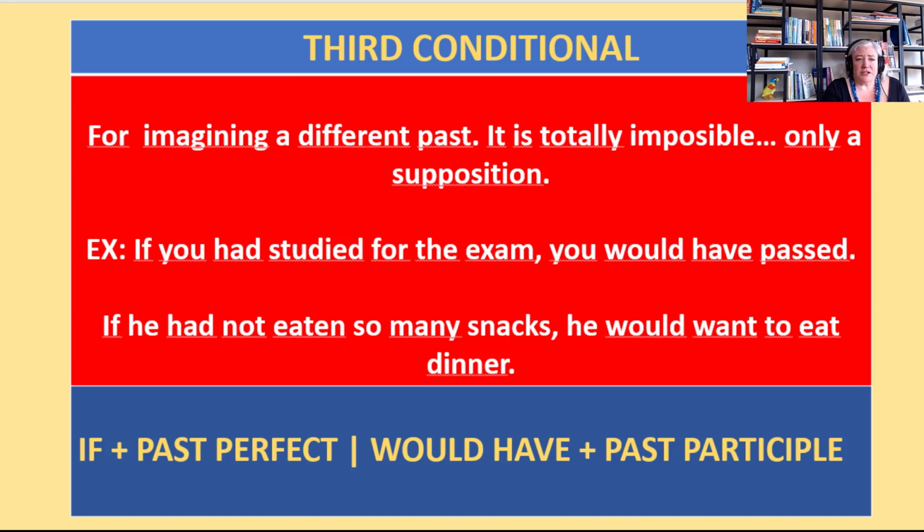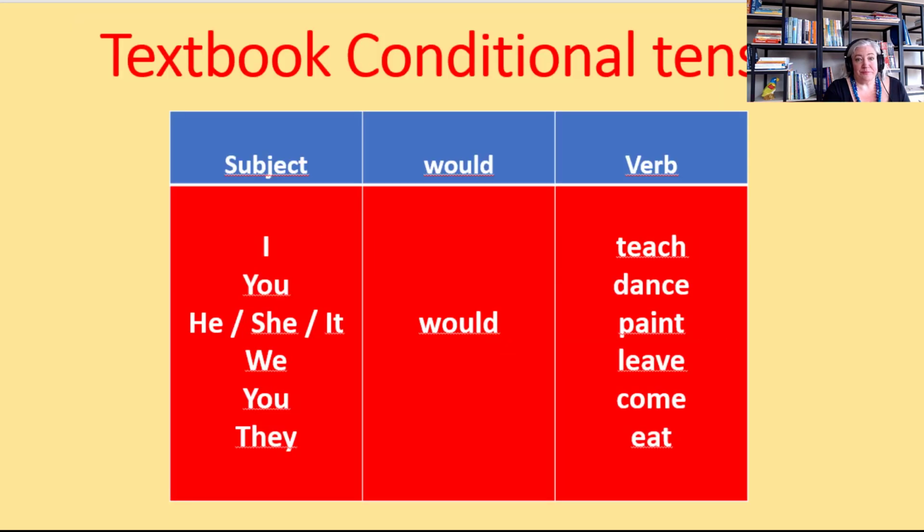The third conditional is for imagining a different past. It's totally impossible as we can't go back in the past to fix or change it. It's only a supposition. For example, if you had studied for the exam, you would have passed. If he had not eaten so many snacks, he would want to eat dinner. We have if plus the past perfect on one side, would have plus the past participle on the other.